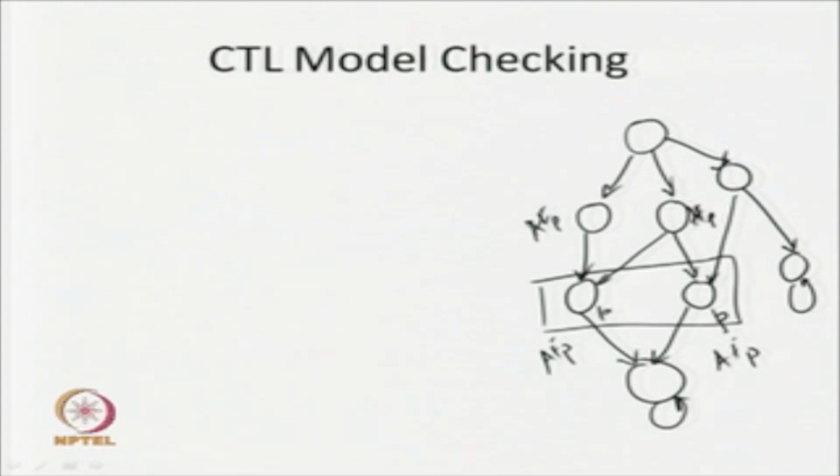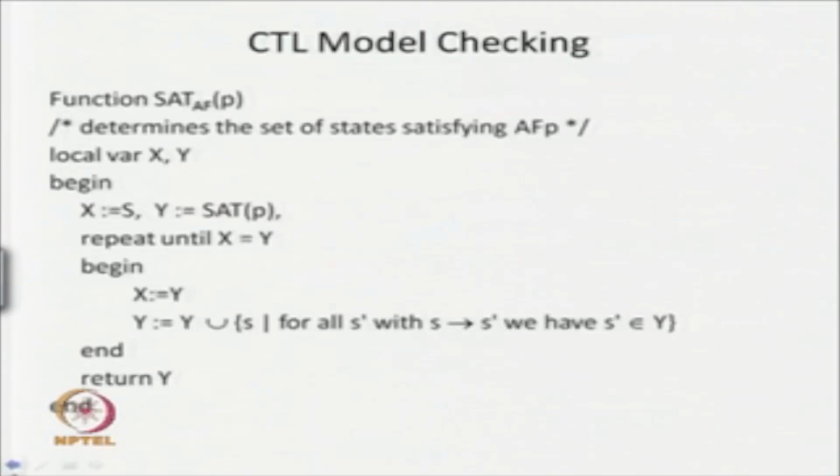Then if I look at this one, AF P is true for two states, but for this state AF P is not true. So, this state will not be included. We are going to repeat this particular procedure. That is why we are saying collect some more states, then again go over here and see whether X is equal to Y or not at some point of time. That means we are not adding any more states, then we are going to terminate this particular procedure.